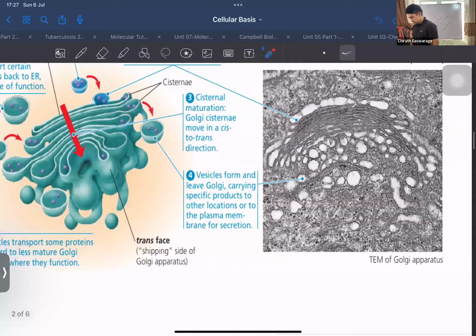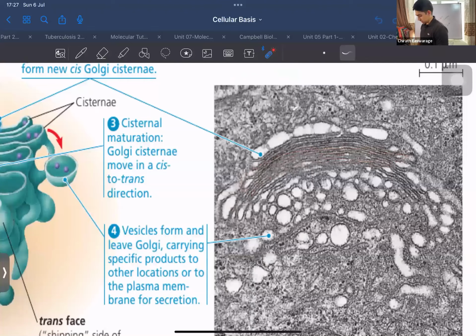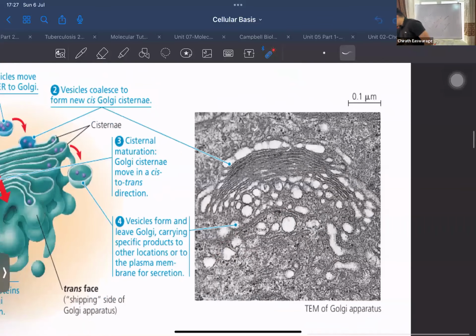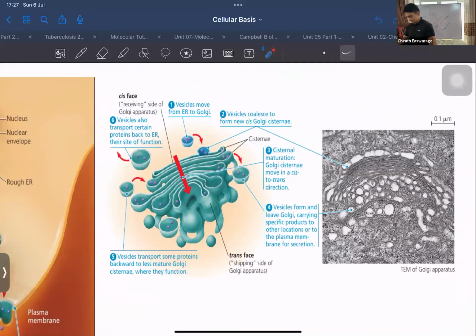So you can see the Golgi, this is the stack. It's a stack of cisternae, and these are the different vesicles that are going out. Okay, right. So what do they say about the functions of the Golgi? What do they say about the functions of the Golgi in the resource?